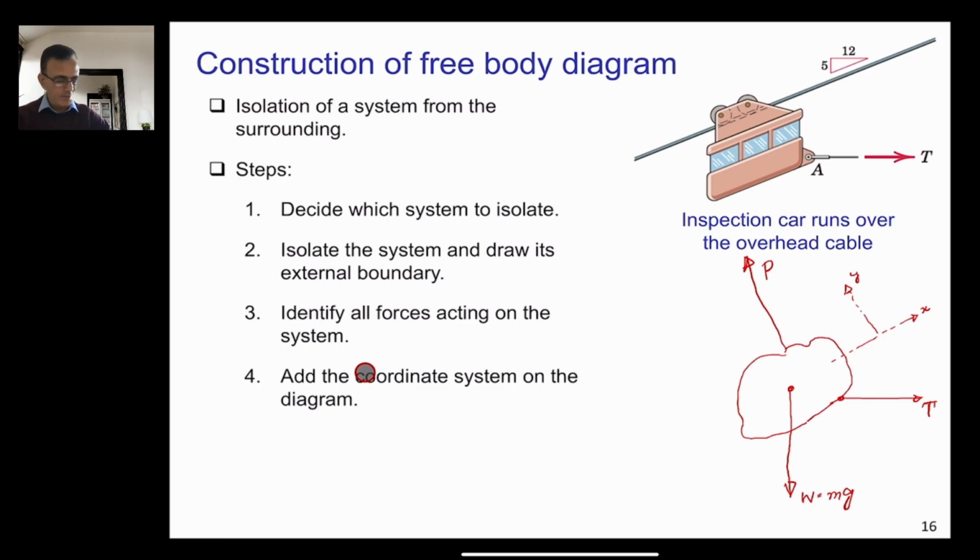And then again, we know that the body is accelerating in this direction, so we will choose that the acceleration is in this direction here. So this is our free body diagram.